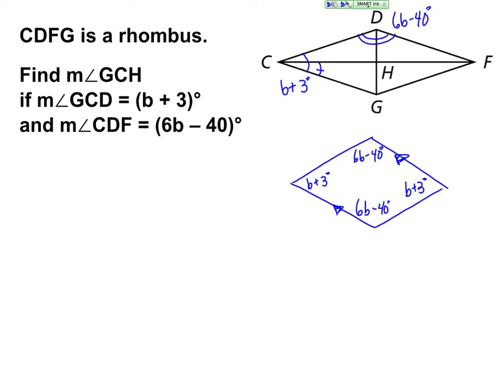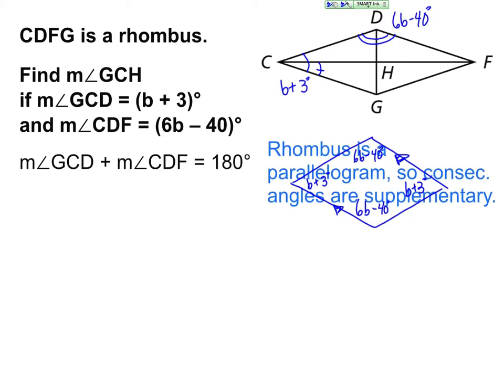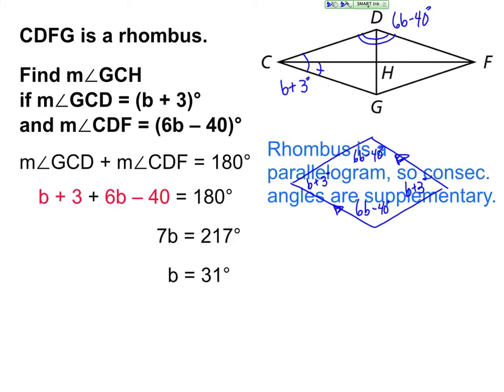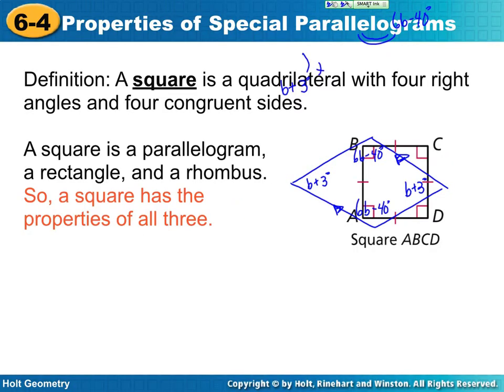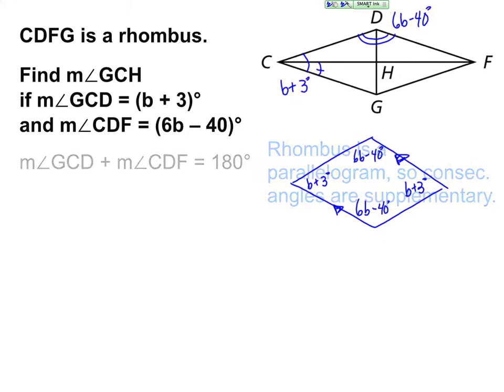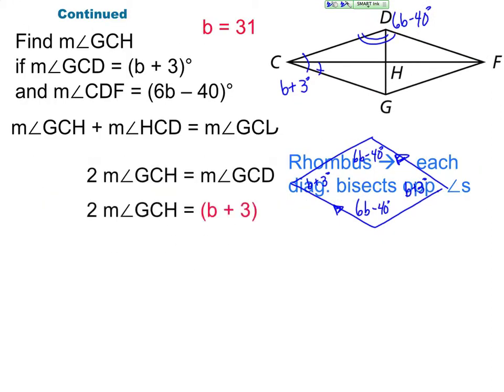Okay, so I think we finally figured out we could make them supplements. So what equation would we write? (b plus 3) plus (6b minus 40) equals 180. Okay, so you're not setting them equal, you're adding them to be 180. So I get b to be 31, then someone said substitute it in, that's 34, and we wanted half of it, so our answer should be 17. Okay, lots of good thinking involved to come up with that. 17 was the angle.